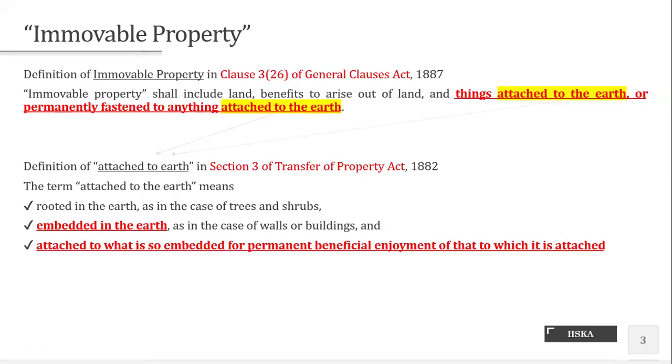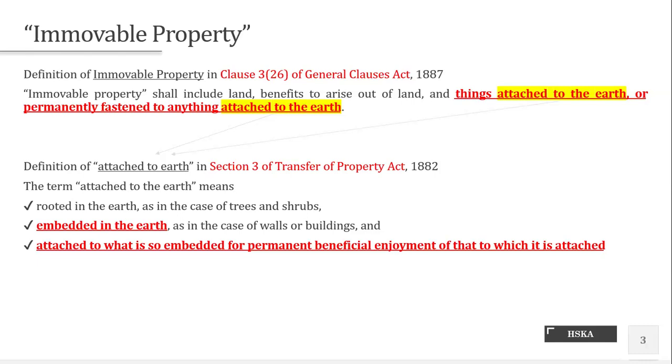Immovable property is defined in the General Clauses Act, Clause 3, Subclause 26, which says it shall include land, benefits arising out of land, and things attached to the earth or permanently fastened to anything attached to the earth. So there are four legs to immovable property here: land itself, any benefit arising out of the land, like our lease right, which is a benefit arising out of land, any things that are attached to the earth, or anything that is permanently fastened to anything attached to the earth. So now another doubt can arise: what is anything that is attached to the earth?